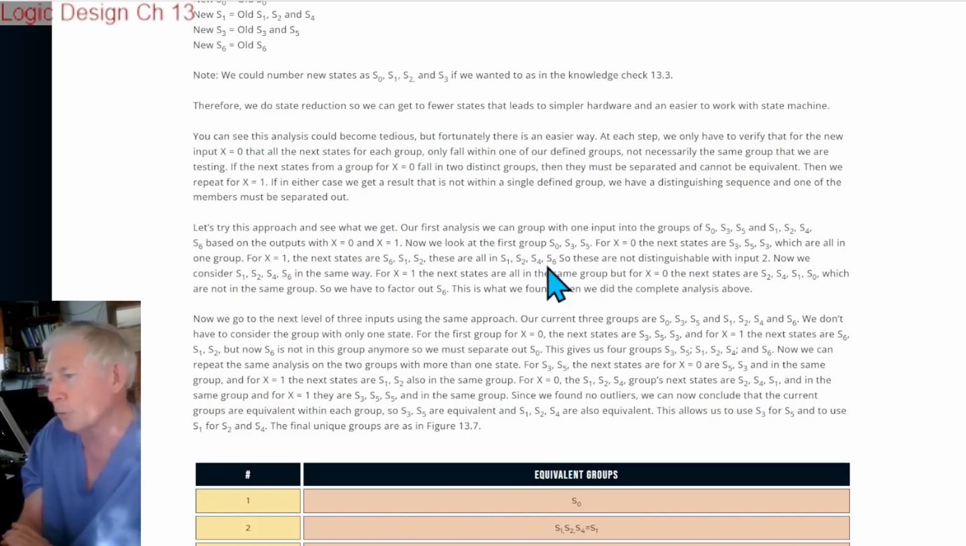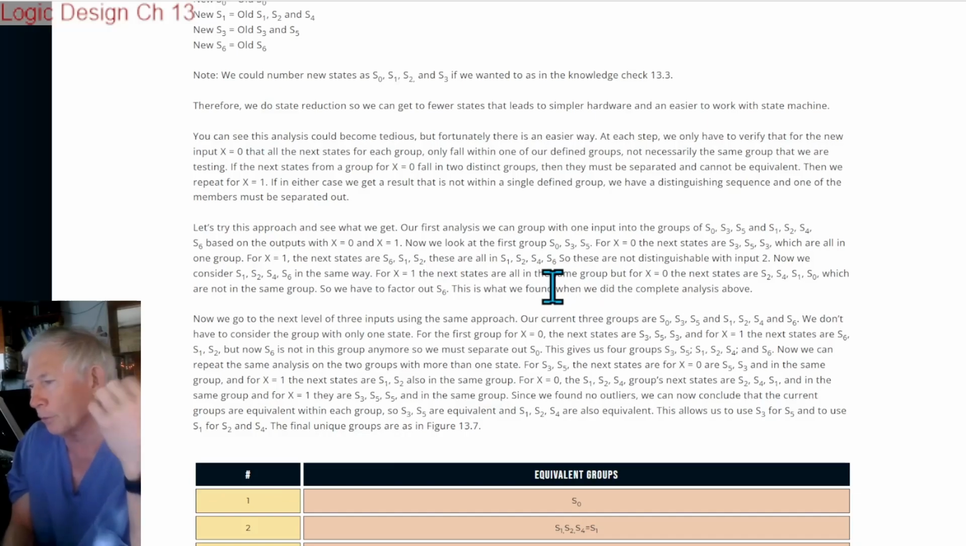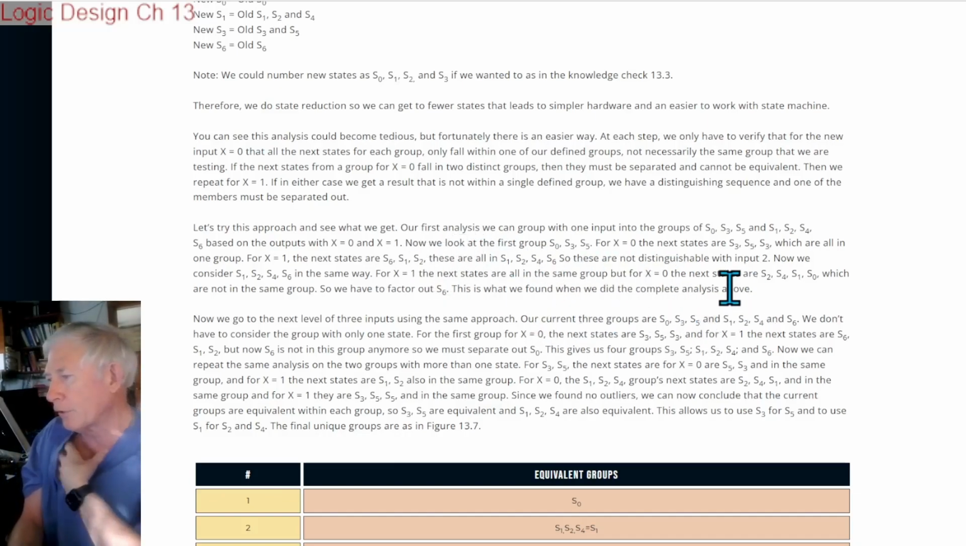Okay, so in our first analysis, we can group with one input into the groups of 0, 3, and 5, and 1, 2, 4, and 6, based on their outputs with x equals 0 and x equals 1. Now we look at the first group, 0, 3, 5. For x equals 0, the next states are 3, 5, 3, which are all in one group. For x equals 1, the next states are 6, 1, 2. These are all in the 1, 2, 4, 6 group, so they're not distinguishable. Now we consider S1, 2, 4, and 6 in the same way. For x equals 1, the next states are all in the same group, but for x equals 0, the next states are 2, 4, 1, and 0, which are not in the same group, so we have to factor out S0. This is what we found when we did the complete analysis above.